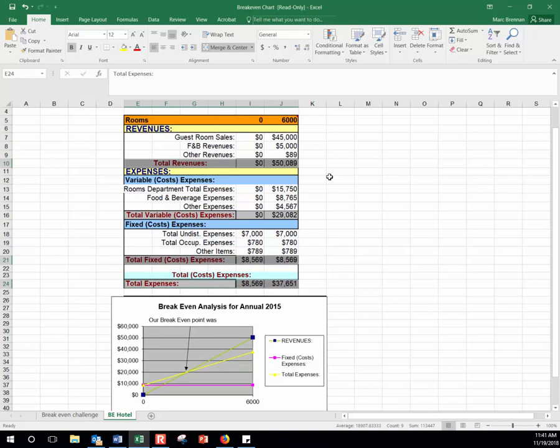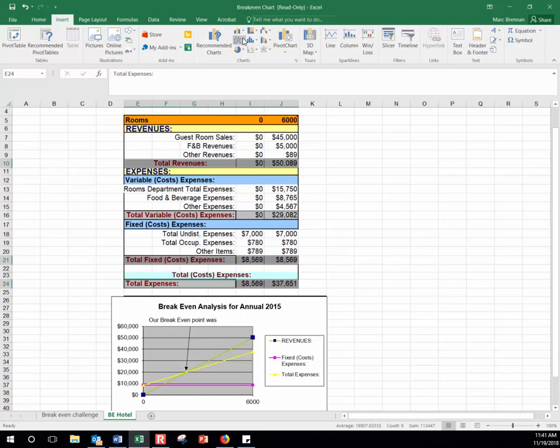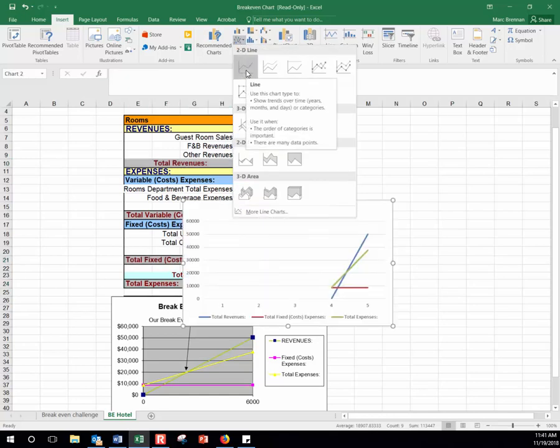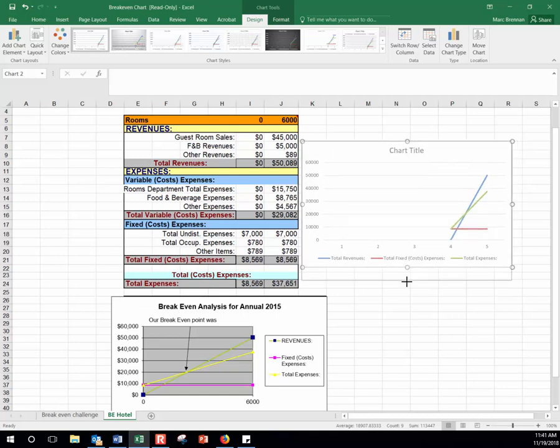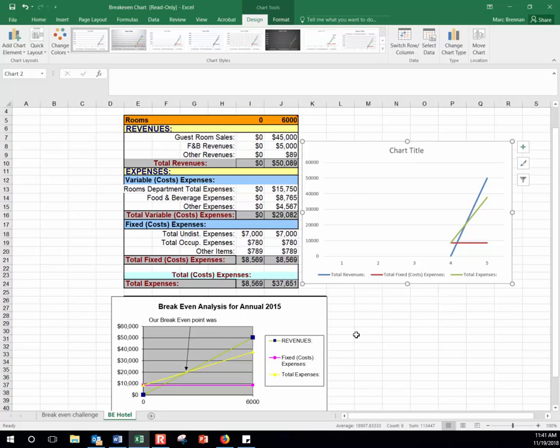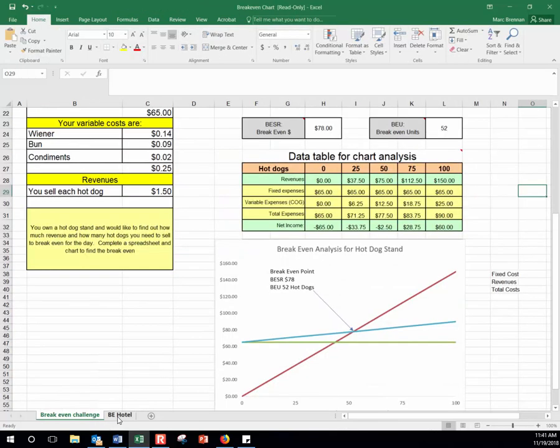Then we can let go, and now you can see how it's in dark shaded, the total fixed, the total expenses, and the total revenues. We're going to go to Insert, and we'll go back to our line chart just like we did in our very first one. Now notice that we have the start of what looks like our break-even chart that we completed for our other break-even challenge here.